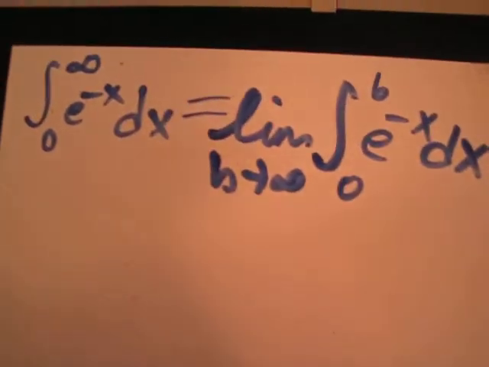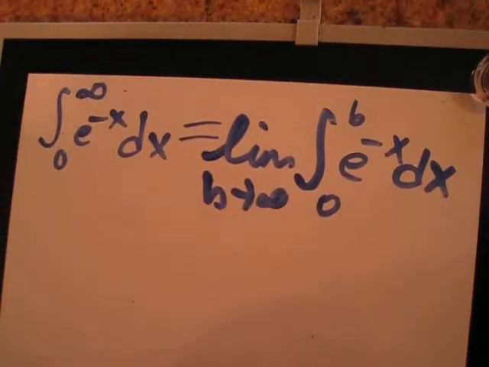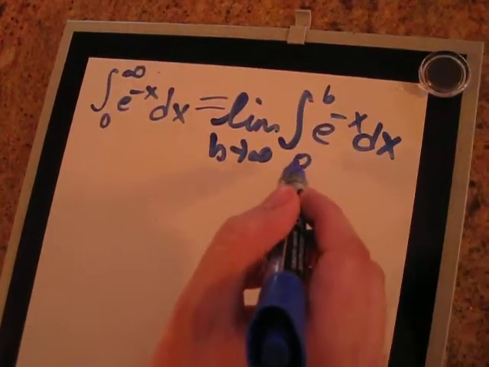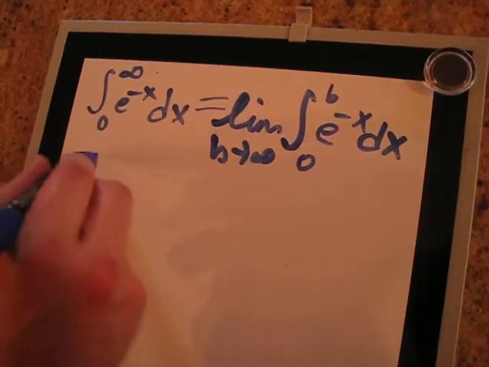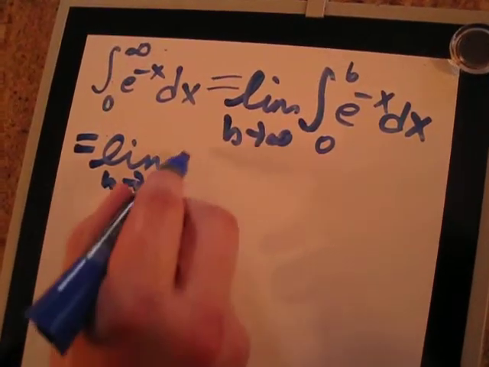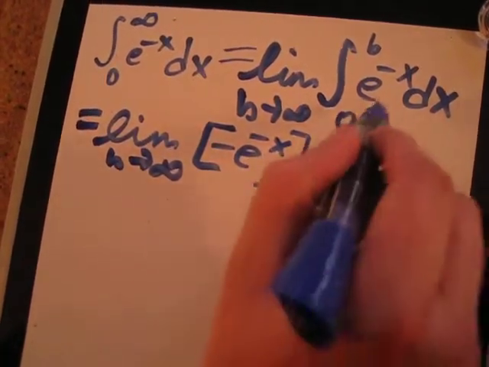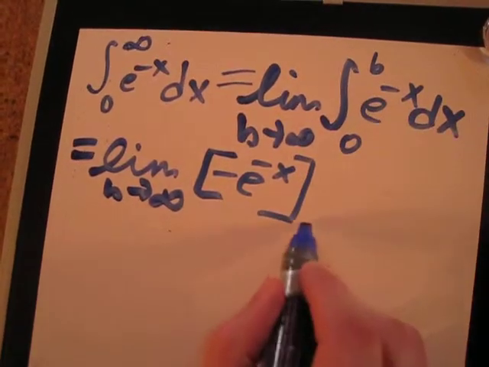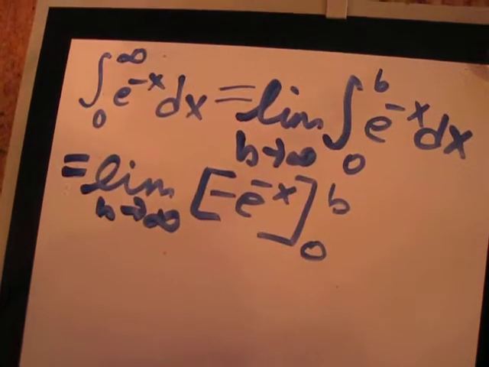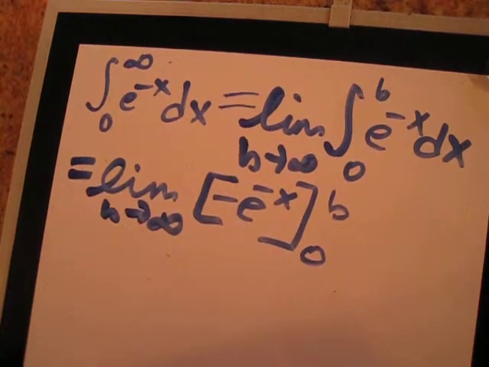That's the first thing you do when evaluating an improper integral: you write it as the limit of a definite integral. The next thing that we will do is integrate the integrand. So this is going to become the limit as b approaches infinity of negative e to the negative x. That's the integral of e to the negative x, and we will evaluate that at 0 and b. And that's called the fundamental theorem of calculus, which you must know to evaluate a definite integral.